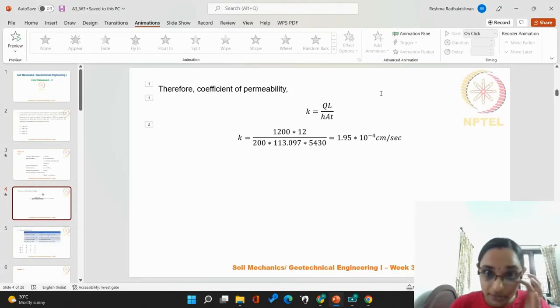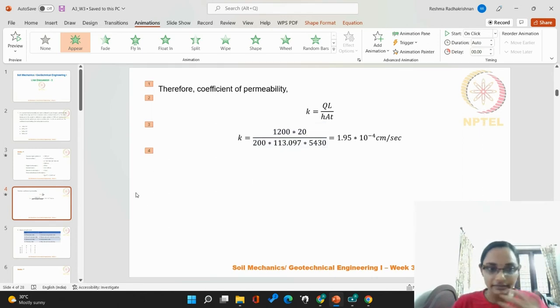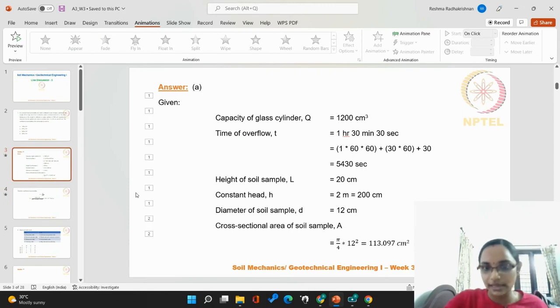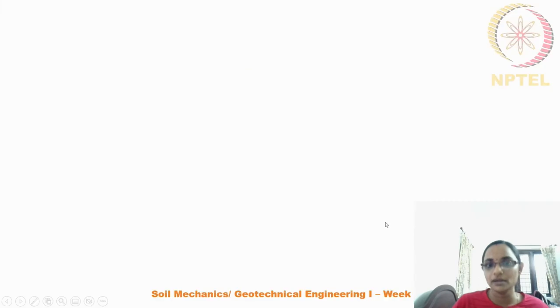So, one second. I think I have made a mistake in writing the substitution. The answer is same, 1.95, but I think I have wrongly typed it: instead of L, I have made it like this. L is 20 centimeter. So I'm just changing that. Okay.